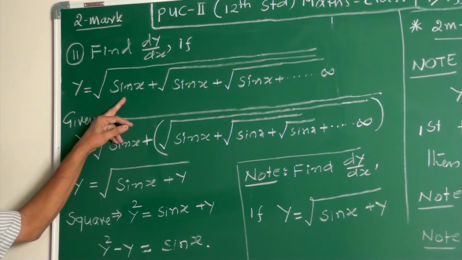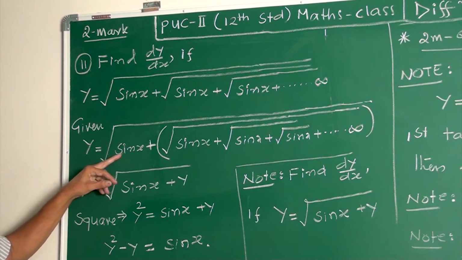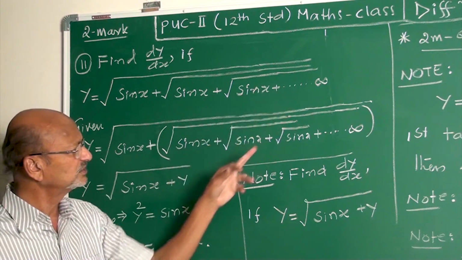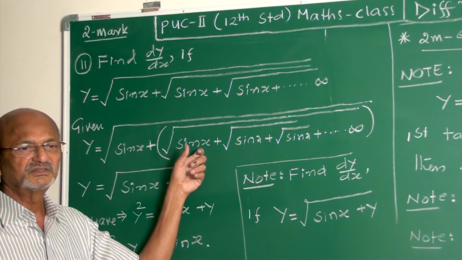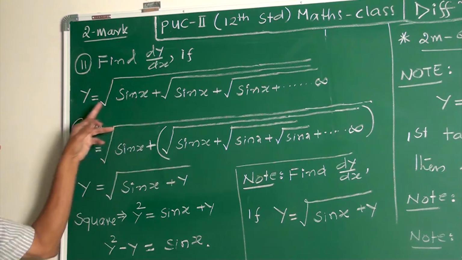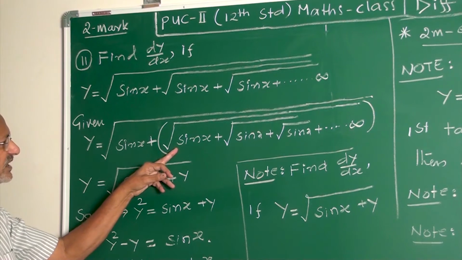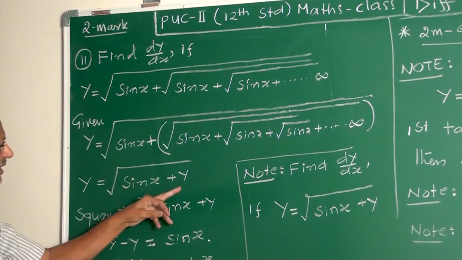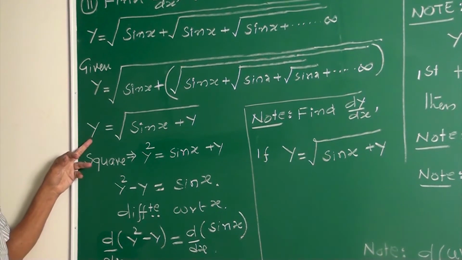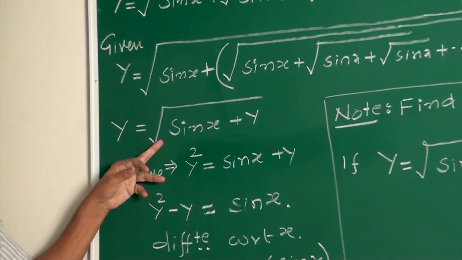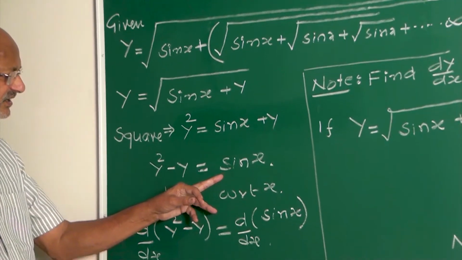Once again, this is the given example. While writing given, I have separated the sin x only, plus the rest of the terms I have written in the bracket. My friends, this bracket is nothing but what? Given y. So y equal to root of sin x plus this entire thing, which is nothing but y. To eliminate the square root, square both sides. Y square, square root cancelled. Sin x plus y. Bring y this side, sin x.